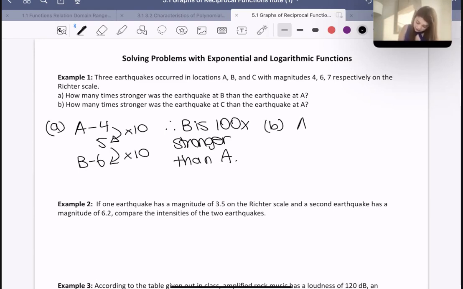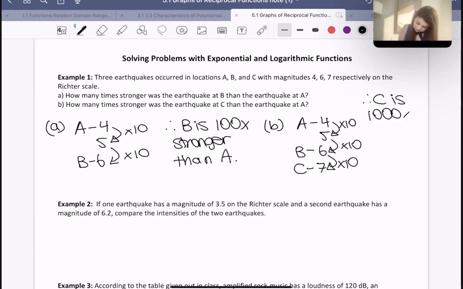And we can do the same thing with C. Here we have A, which is 4. And then we have B is 6. And then C is 7, right? So to get from 4 to 5, it's 10 times. To get from 5 to 6, it's 10 times. To get from 6 to 7, it's 10 times. And so therefore, we have 1,000. 10 times 10 times 10 is 1,000. So therefore, C is 1,000 times stronger than A. Awesome.